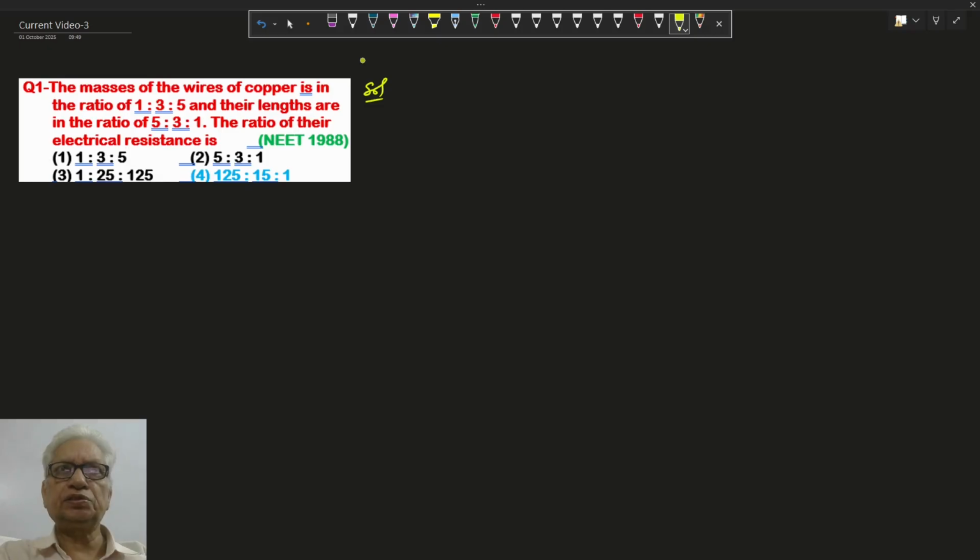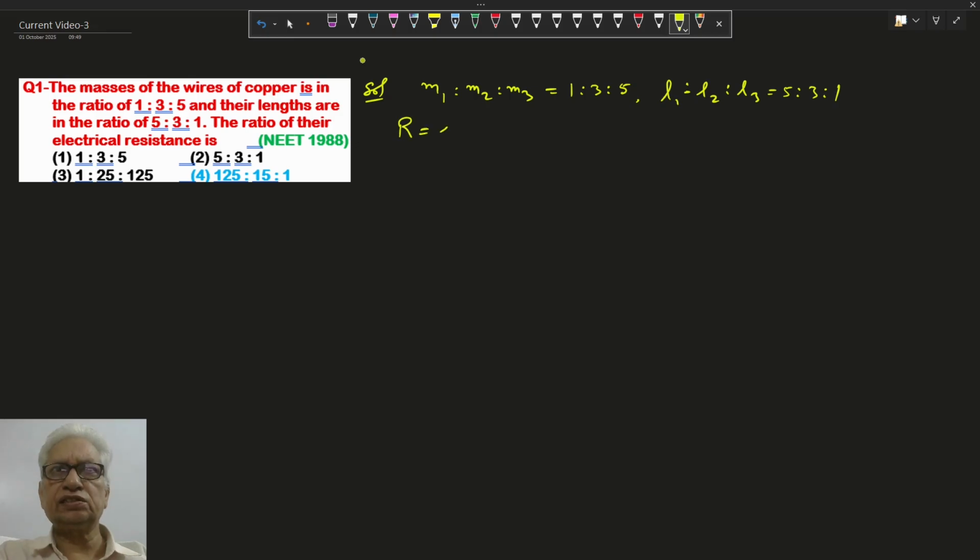Mass ratio of 3 wires is given as 1:5, and the length ratio is 5:1. We have to find the resistance ratio.